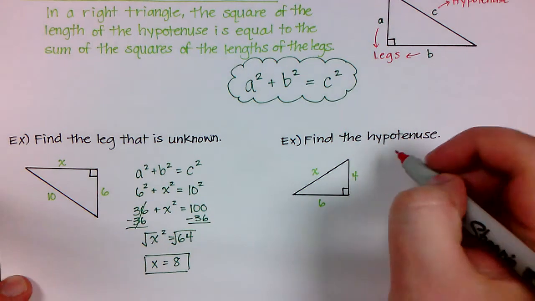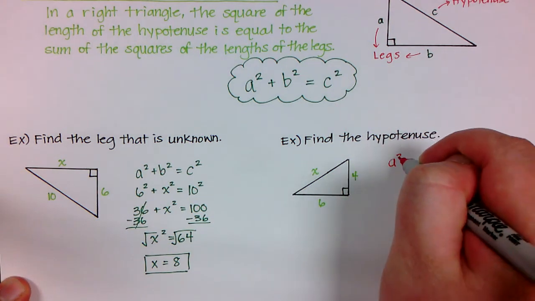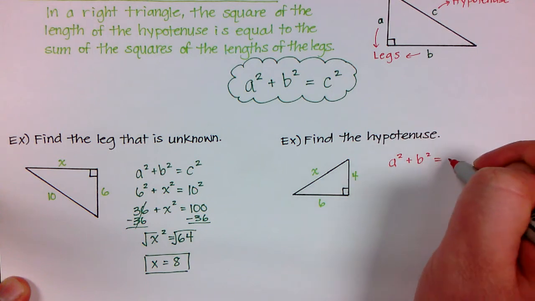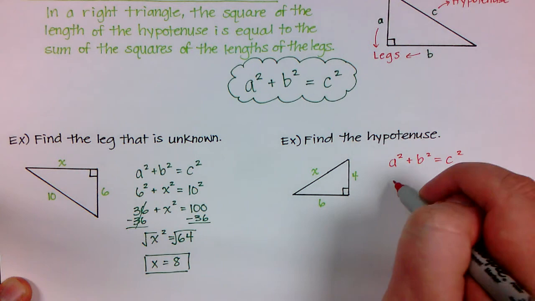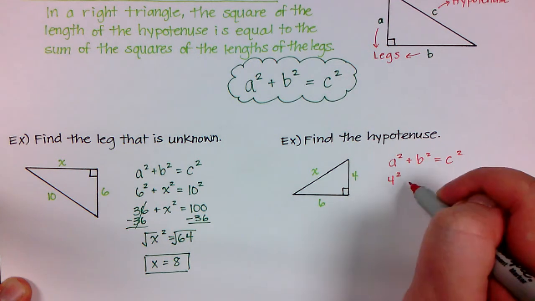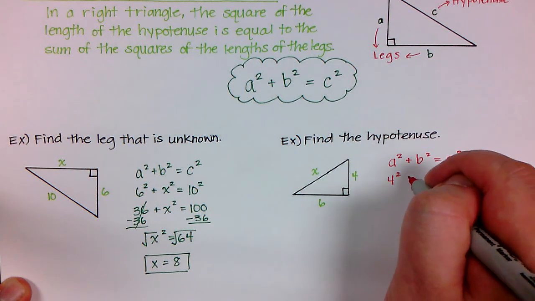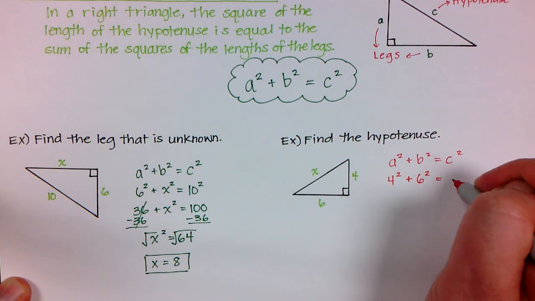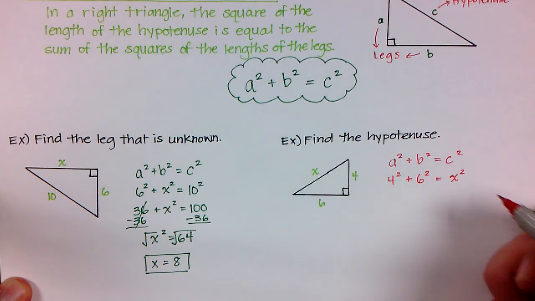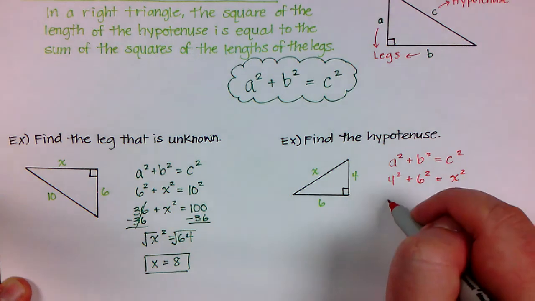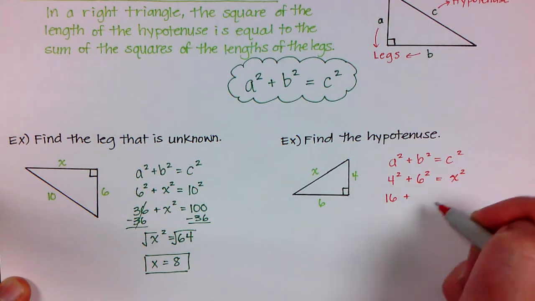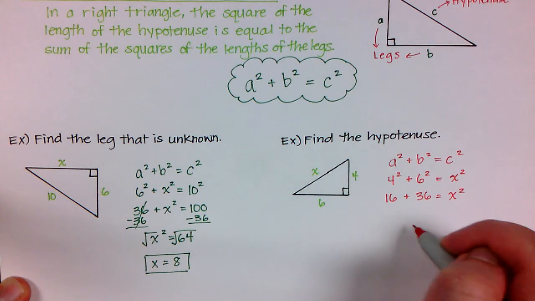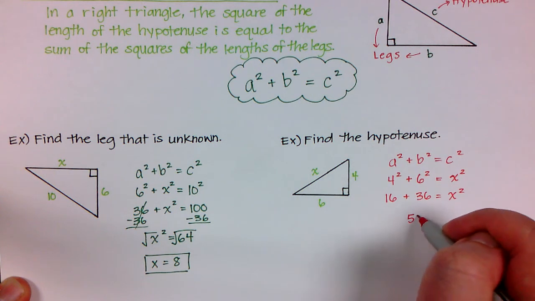So it's not too bad. We're going to again write down the formula a squared plus b squared is equal to c squared, and we're going to fill in what we know. A is one of the legs, that would be 4. Another one of the legs, b, is 6, so we're going to write 4 squared plus 6 squared is equal to x squared, because I don't know what that is yet. 4 squared is 16, 6 squared is 36, and that's all equal to x squared. When you add those together, you get 52.